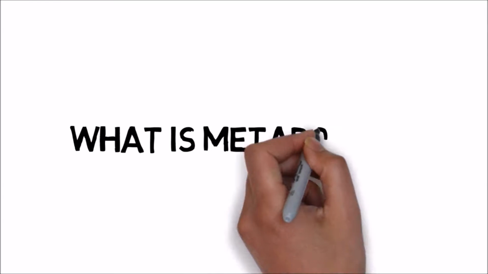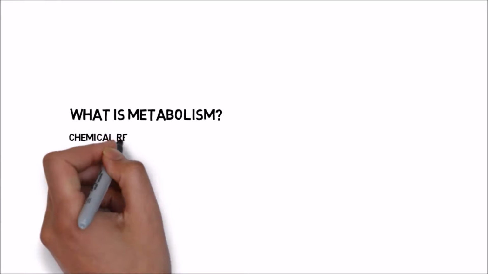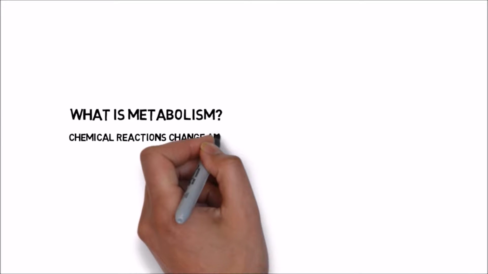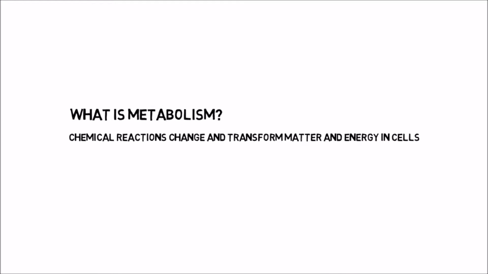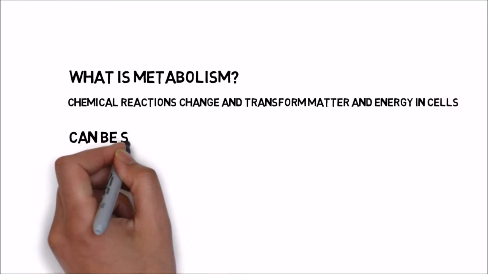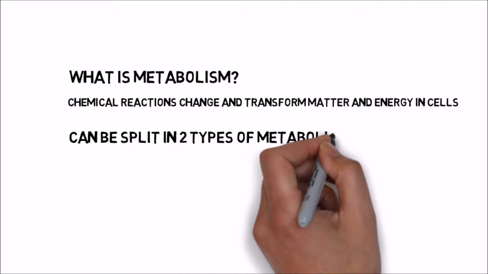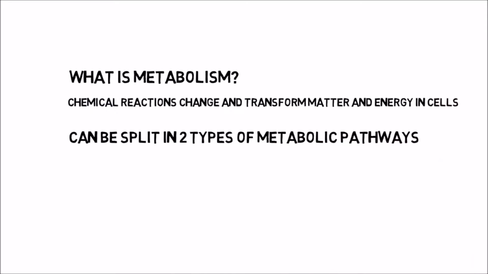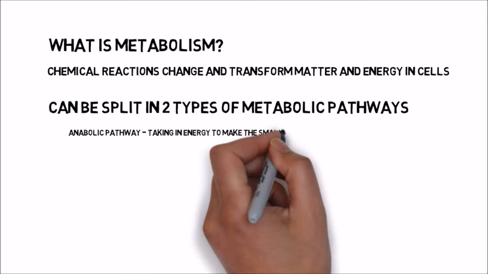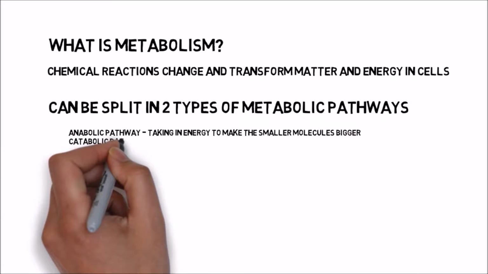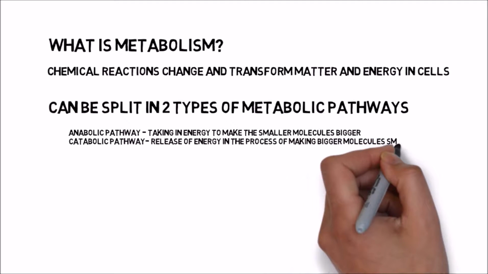What is metabolism? It is the chemical reactions that change and transform matter and energy in cells. It can be split into two different types of metabolic pathways, which are the anabolic pathway, which is taking in energy to make smaller molecules bigger, and the catabolic pathway, which is the release of energy in the process of making bigger molecules smaller.